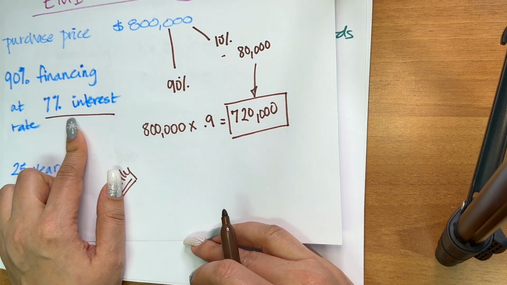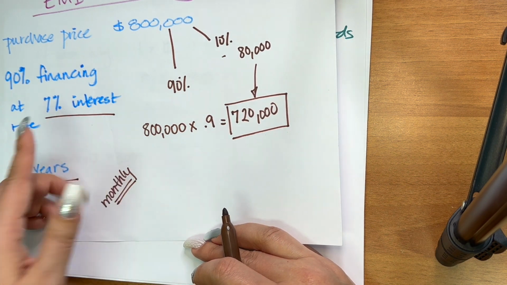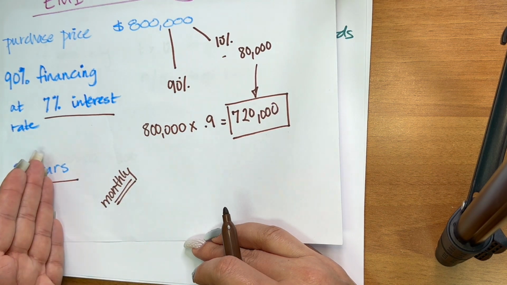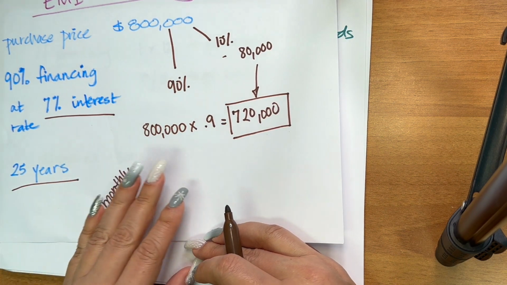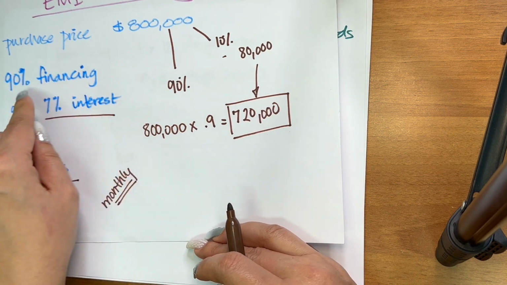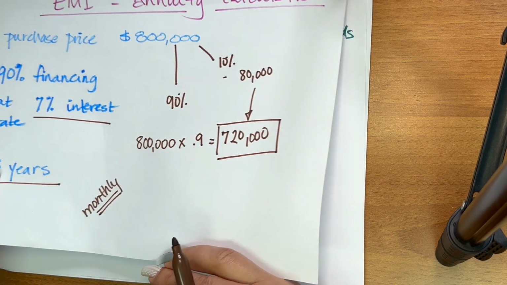Now the rate. Don't forget, whenever we are given a rate, which in this example is 7%, this rate is an annual rate, an APR. However, since I'm paying monthly, I need to know the interest per month. So I will divide this 7%, which is an annual rate, by 12 to get the monthly interest rate.